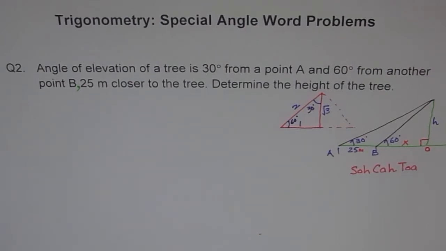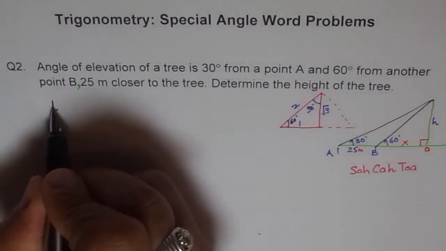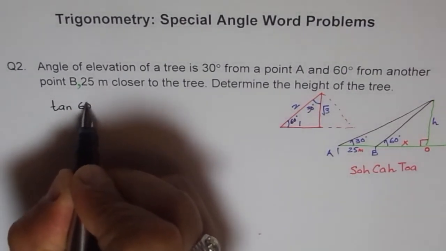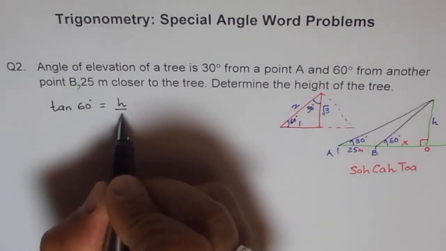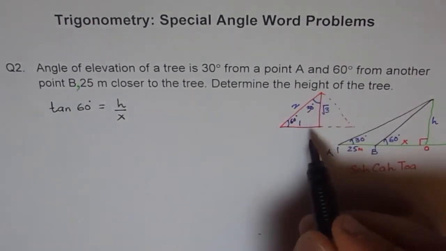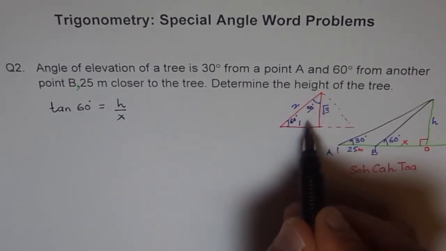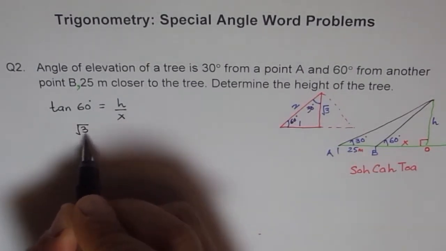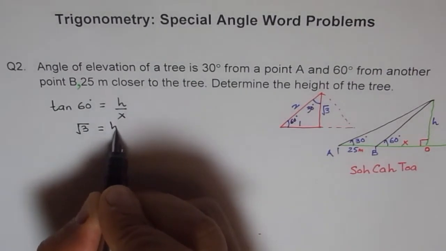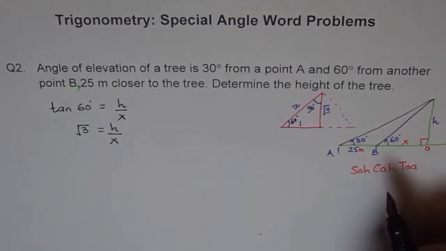So let's start with tan of 60 degrees. So what is tan of 60 degrees? Tan of 60 degrees is equal to h over x, right? And from our special triangle, tan of 60 degrees is square root 3 over 1, right? Opposite over adjacent, right? So we'll write here square root 3 over 1 is square root 3 equals h over x. So we got our first equation.